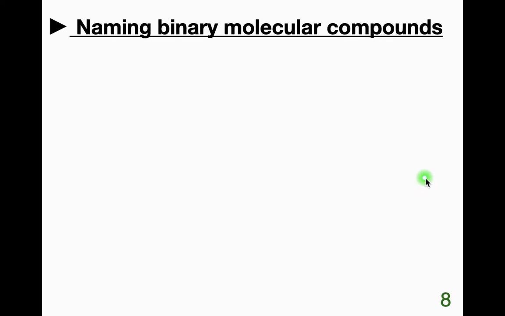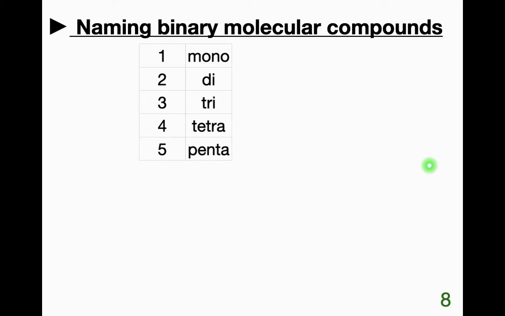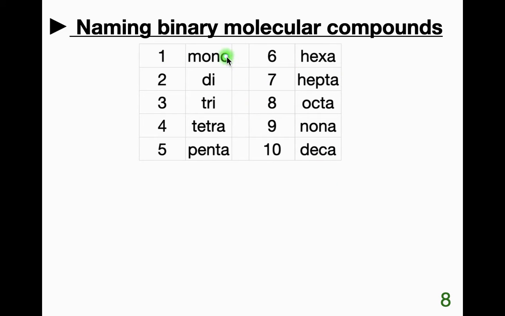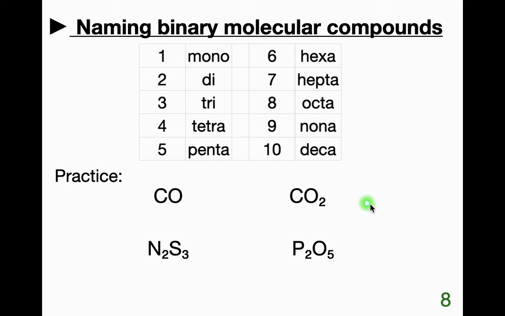Naming binary molecular compounds. This is fairly easy. I'm sure you'll remember this. We use prefixes. So 1 through 10, and the prefixes mono, di, tri, tetra, penta, hexa, hepta, octa, nona, and deca. So let's do some practice here.